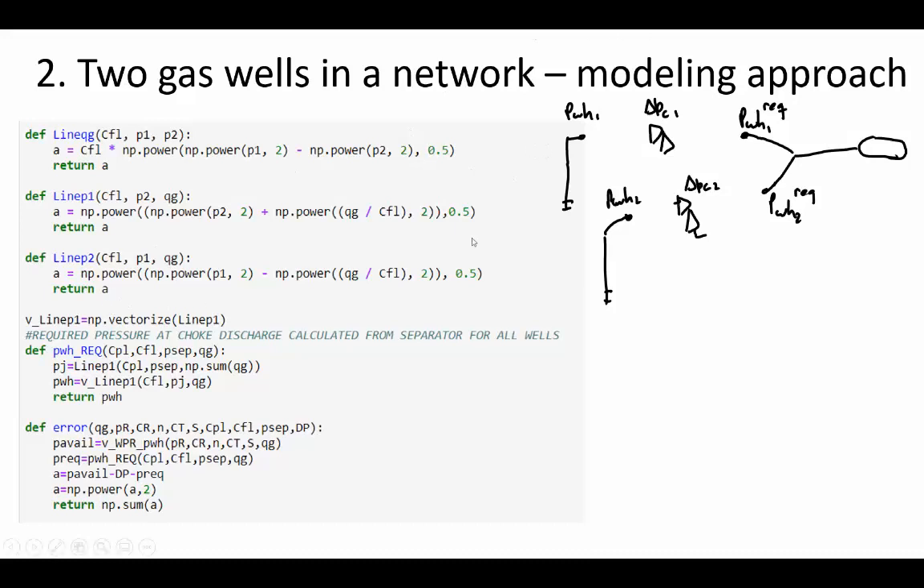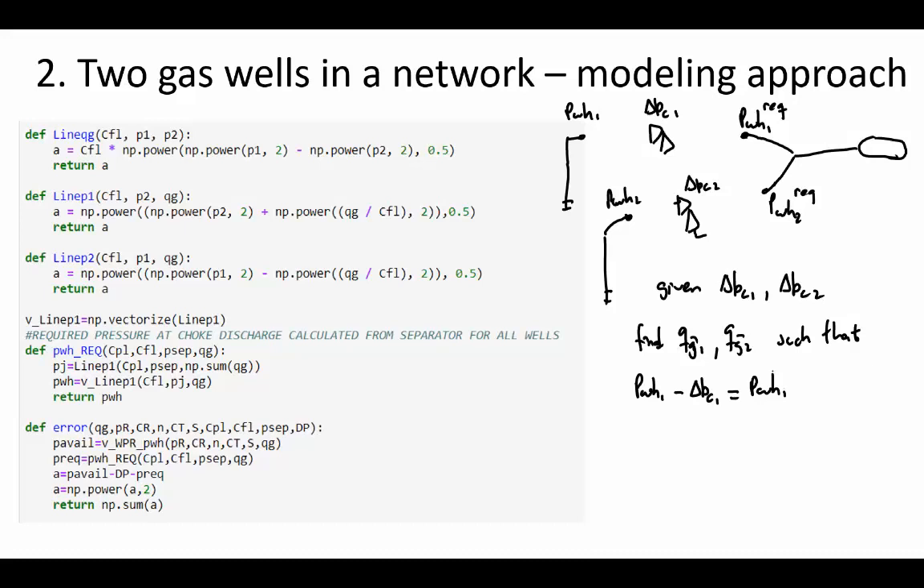So I have the first two, I have this equation, and this gives me these two equations. And I'm specifying the choke opening that I'm using. So to close this system, I have to find Q gas 1 and Q gas 2 such that, given delta P choke 1 and delta P choke 2, find the gas rates such that P wellhead 1 minus delta P choke 1 will be equal to P wellhead 1 required.